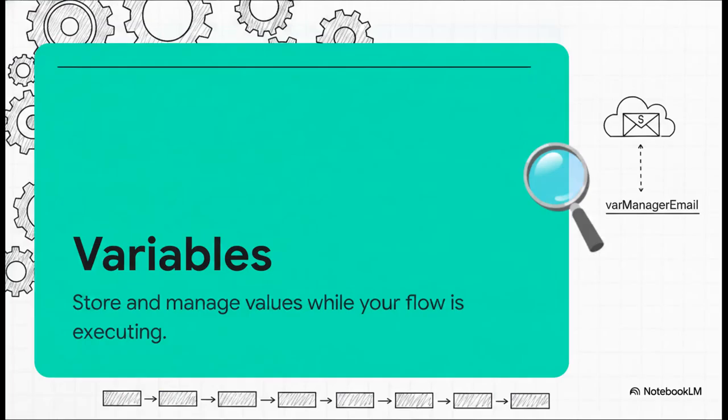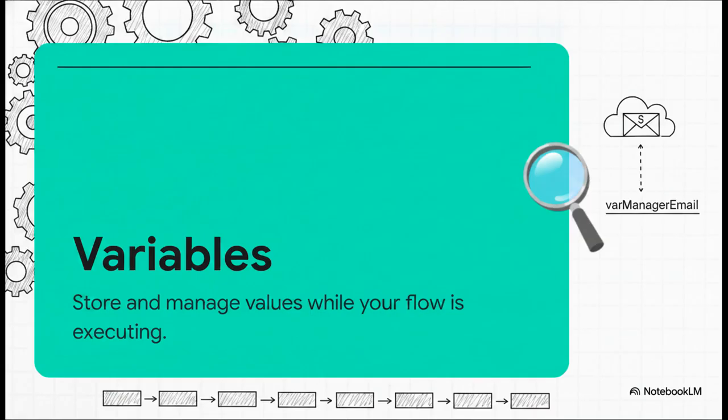Okay, let's dive into this. Variables are essentially your flow's short-term memory. They allow you to store and manage values while the flow is executing. Imagine a SharePoint approval workflow. You might initialize a variable called var manager email, store the manager's email address in it right at the beginning, and simply reuse that variable multiple times later on. It's really the absolute best way to manage data and state dynamically throughout your run, rather than just moving in a rigid straight line.